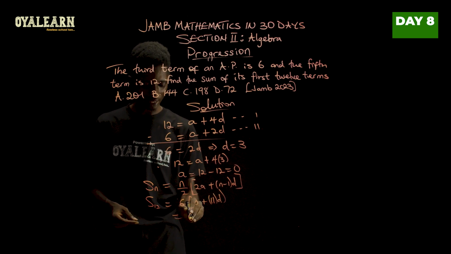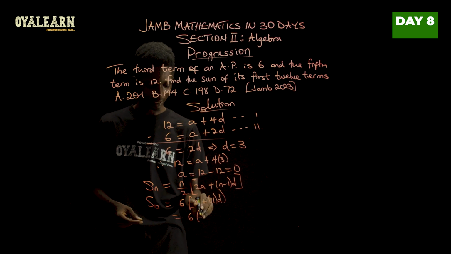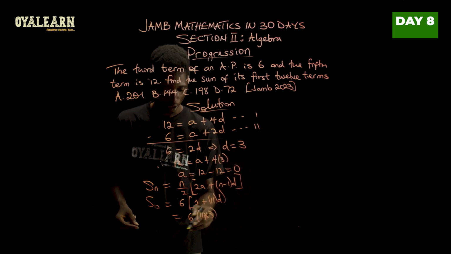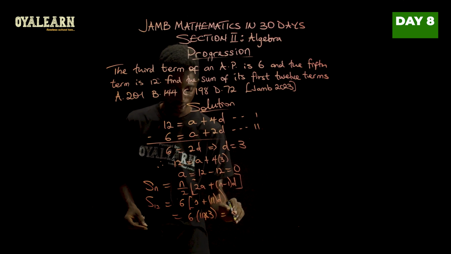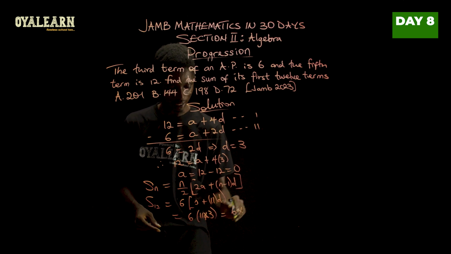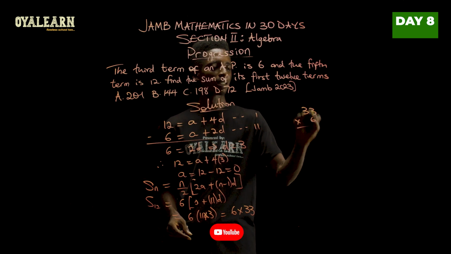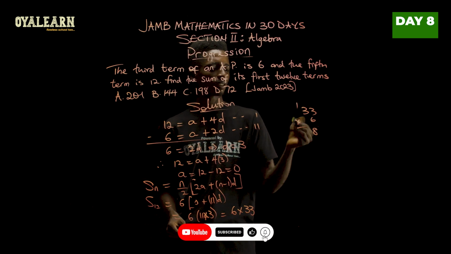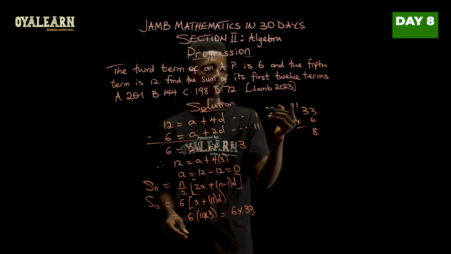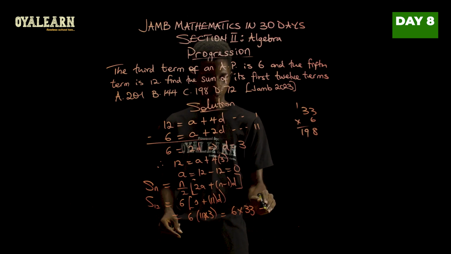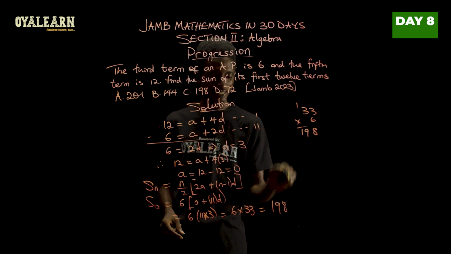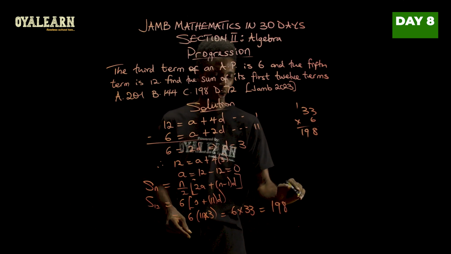So what we have here is 6 multiplied by 11, times d. Now, we've solved d to be 3. So what we have here is 6 times 11 times 3, that's 33. So let's multiply this. 33 times 6. 6 times 3 gives 18. Carry 1. 6 times 3 is 18 again, plus 1, and then we have 19. So what we have here is 198. And that is what we find in option C.